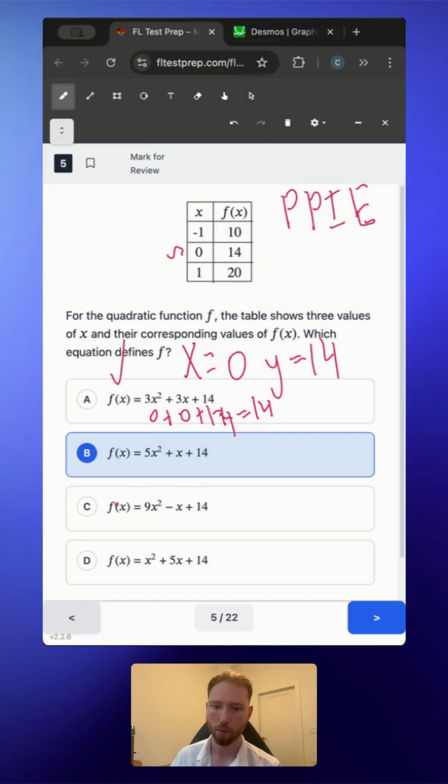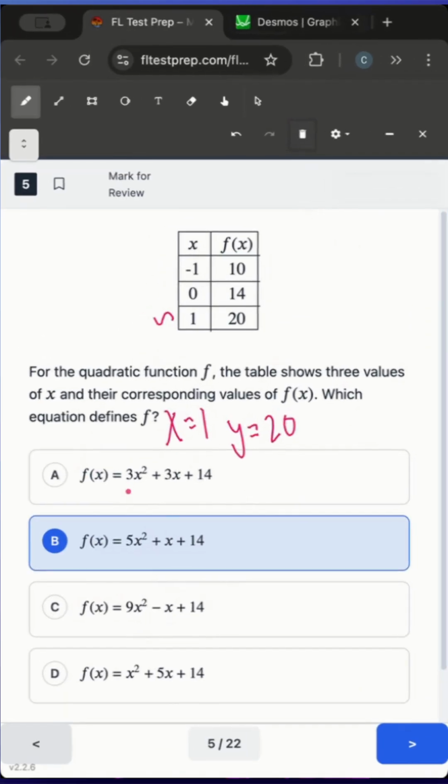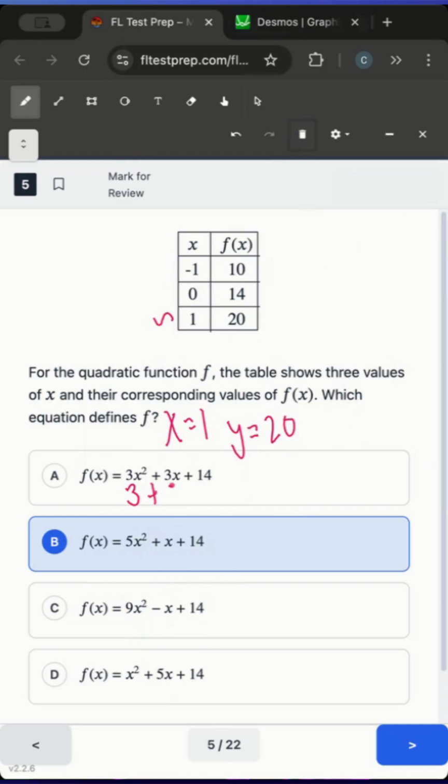All right, so A checks out. This one's 0 plus 0 equals 14. All right, B checks out. Looks like C checks out, and looks like D checks out. So that did not help me here. We're going to move on to the next easiest number, 1. So I know 3 times 1 squared, because when x equals 1, y should equal 20. When 3 is times 1 squared, it's going to be 3 plus 14, which equals 20.